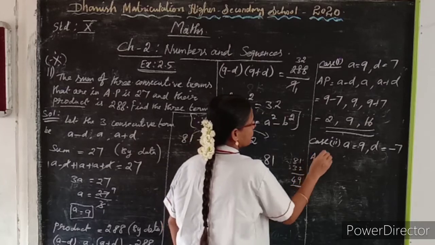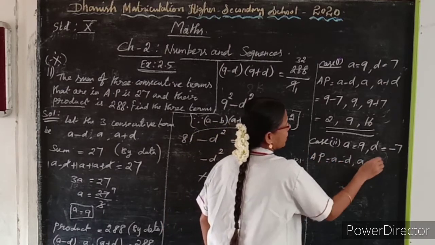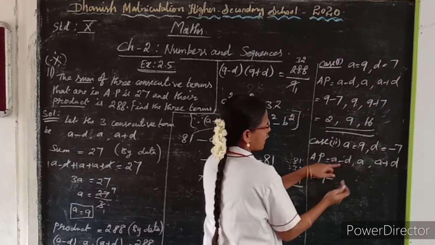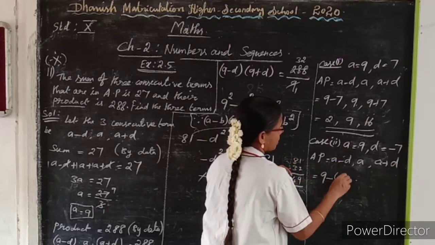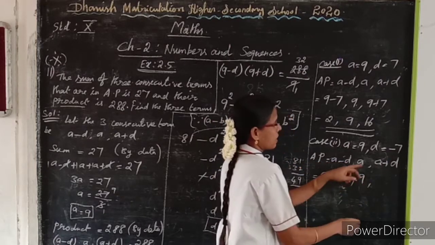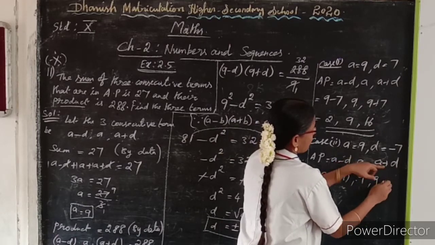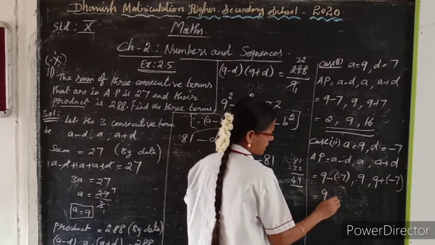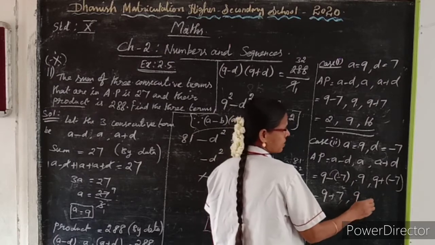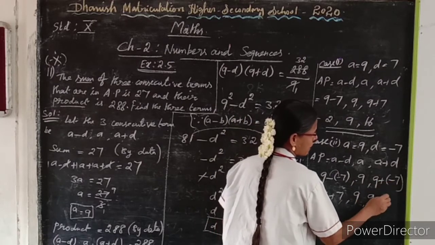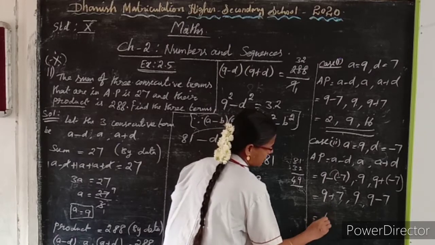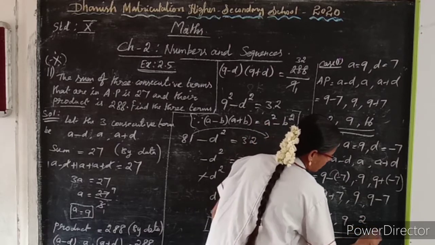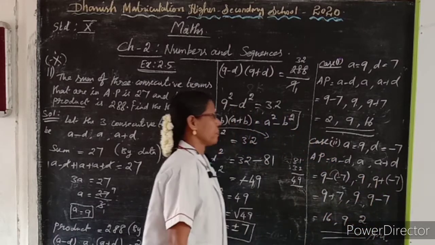So that AP is a minus d, a, a plus d. a minus d is 9 minus this minus 7, comma a is 9, a plus d means 9 plus this minus 7. So 9 minus of minus is plus 7, comma 9, comma 9 plus into minus is minus 7. So 9 plus 7 is 16, this 9, 9 minus 7 is 2. So this is another AP.